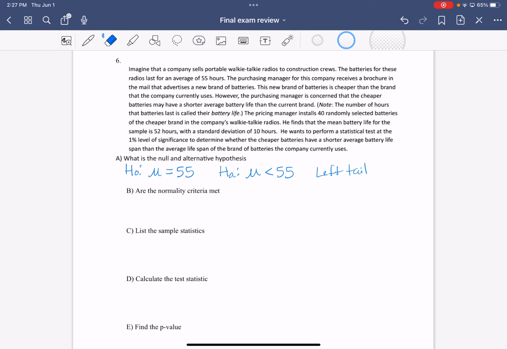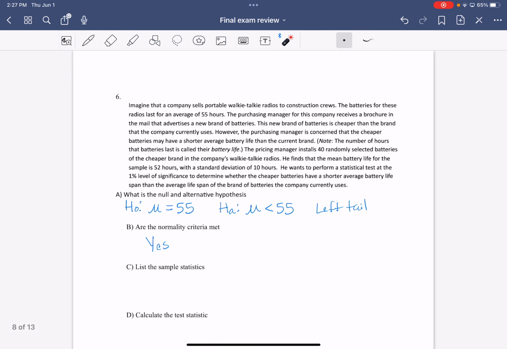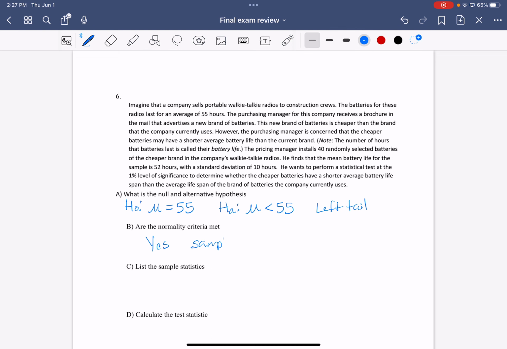Part B. Are the normality criteria met? Yes. Why? We know. Good. Compared to the last example, which explicitly said normally distributed, that's why the criteria was met. This time, it does not explicitly say that. So instead, you need to verify that the sample size is greater than 30. Is the sample size greater than 30? Yes, the sample size is greater than 30.